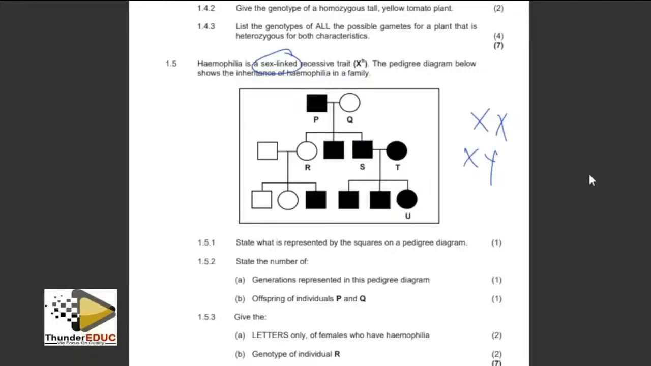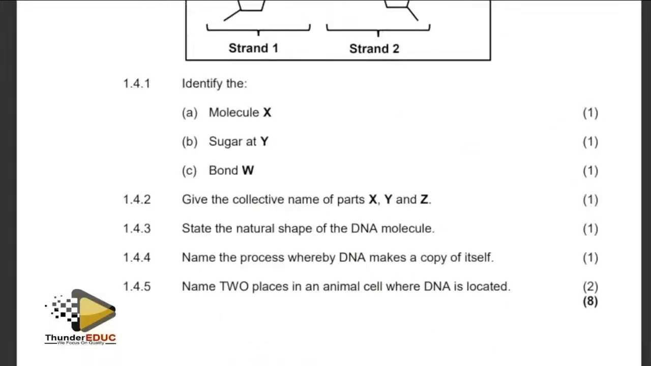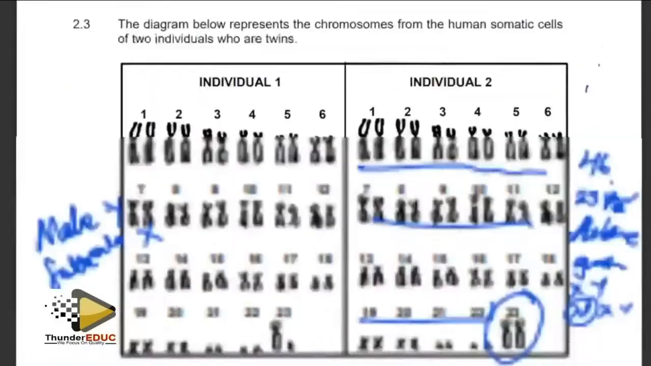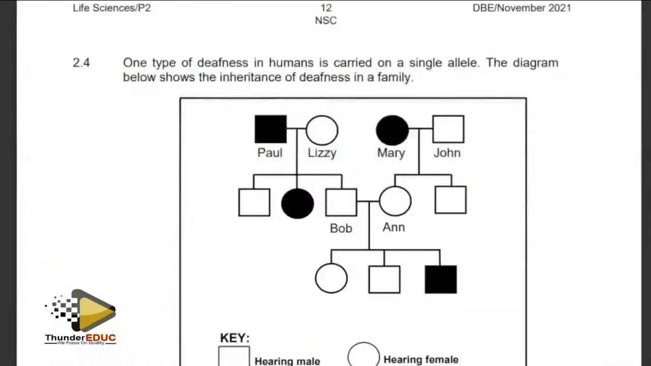So here it is mentioned, sex-linked. Or sometimes they don't say sex-linked. They say that for hemophilia, the gene is carried on the X chromosome. Still, that is sex-linked. If it's not mentioned, please don't even bother. Don't even waste your time. Let me show you here.